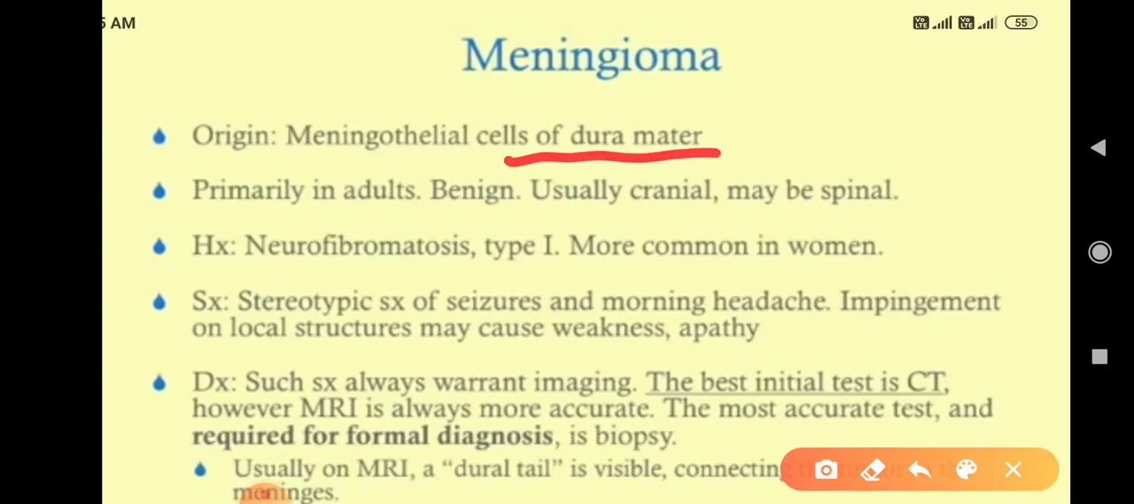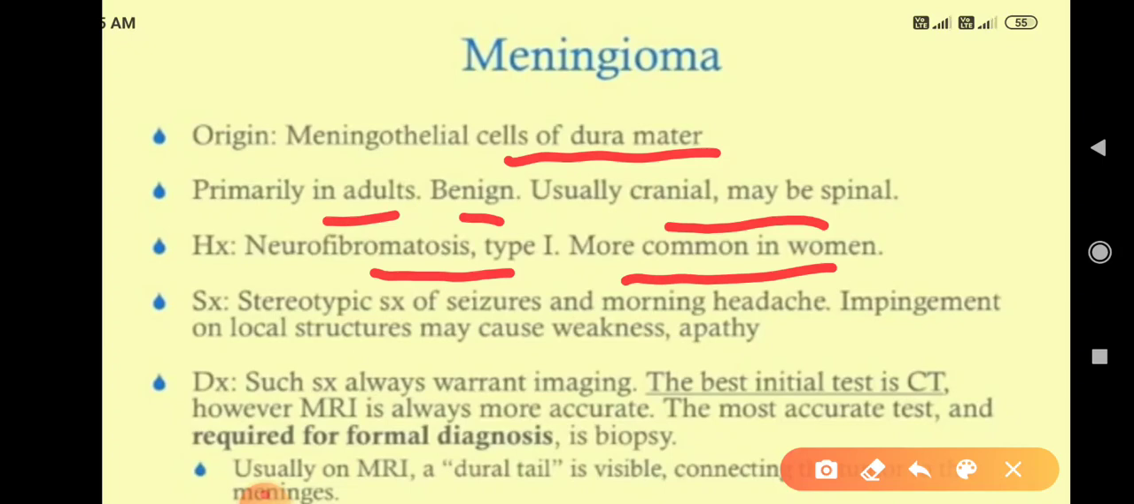It is primary in adults. In young adults, we see this meningioma. This is benign, mostly benign. It is usually cranial, but sometimes it's spinal also. A patient may have a history of neurofibromatosis type 1, and this is more common in women. Meningioma is more common in women, with a history of neurofibromatosis, and it is benign, originating from meningothelial cells of the dura mater.